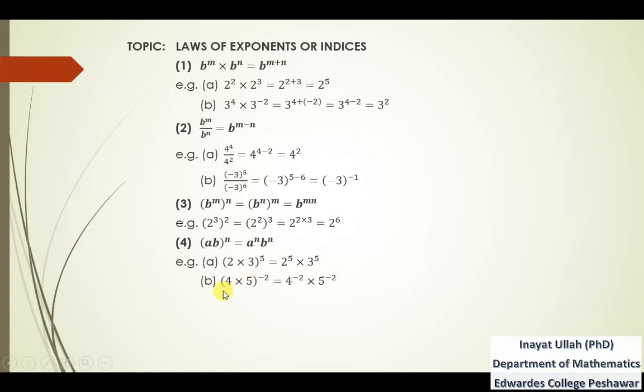And for example, if there is (4 multiplied by 5) to the power minus 2, that is a whole power. This whole power can be written as 4 power minus 2 multiplied by 5 power minus 2.